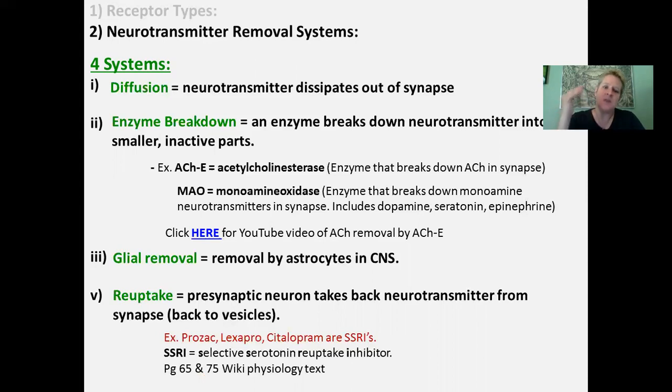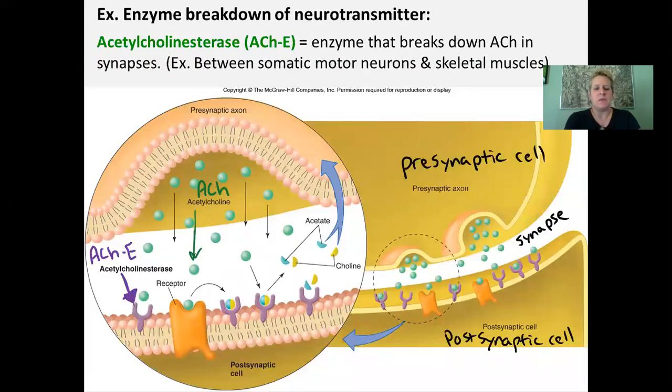Okay, so here's why neurotransmitter signaling, ion channels, and the removal of neurotransmitters are so vital for human health. Now, here's a diagram showing how acetylcholinesterase removes acetylcholine from the synapse. Okay, here we have the neuron that releases the acetylcholine. Here we go. All right, here's acetylcholine. The big white space is the synapse, and on the postsynaptic cell is the receptor.